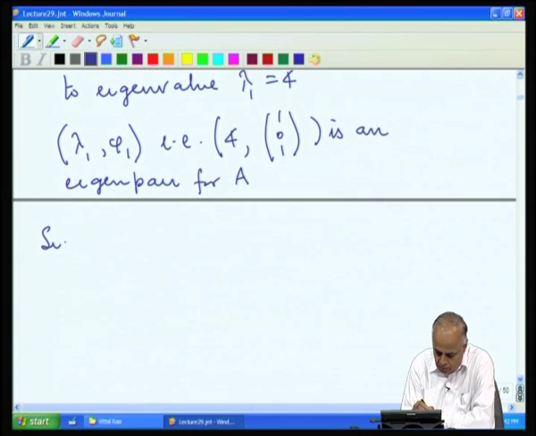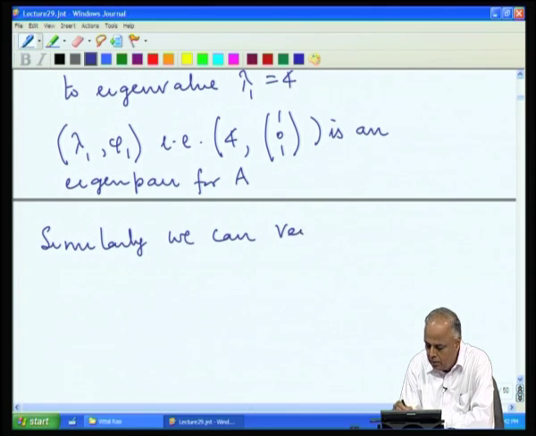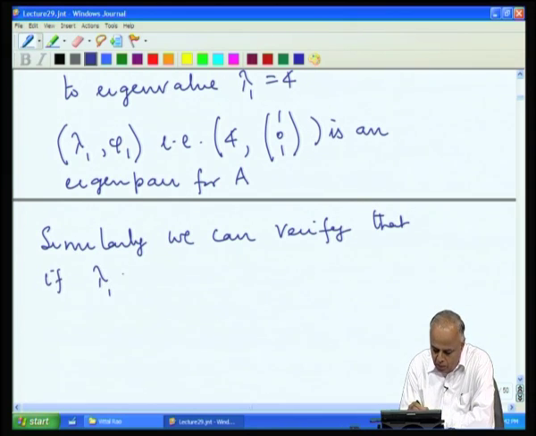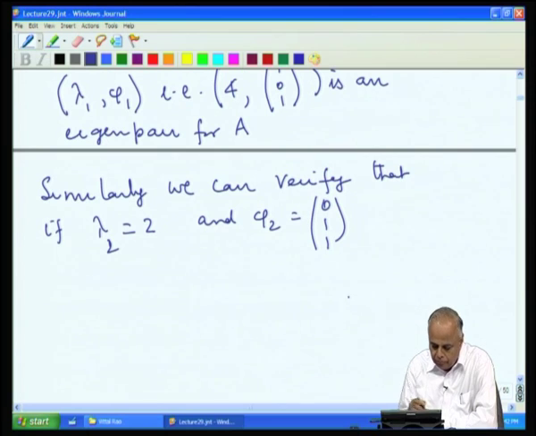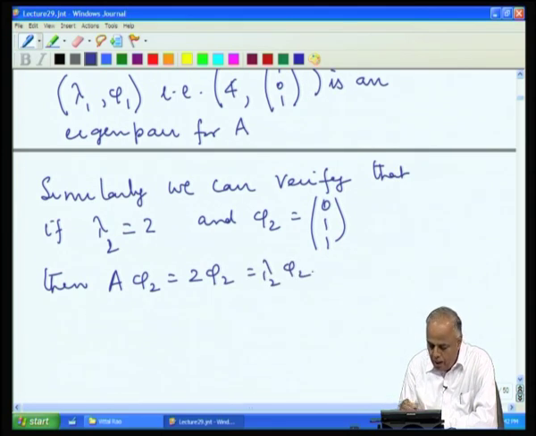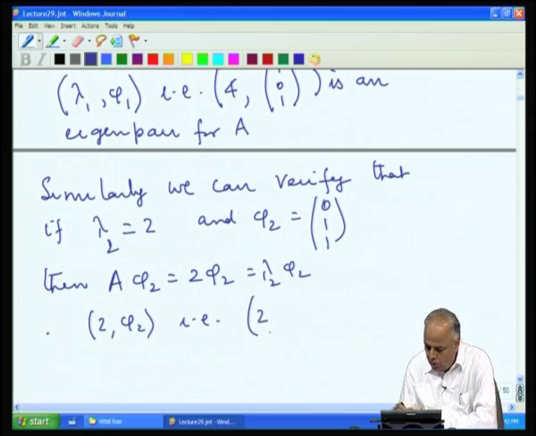Similarly, we can verify by simple multiplication that if lambda 2 equal to 2 and phi 2 equal to 0 1 1, then A phi 2 is 2 phi 2, that is lambda 2 phi 2, and therefore, 2 and the vector 0 1 1 is an eigenpair for A.